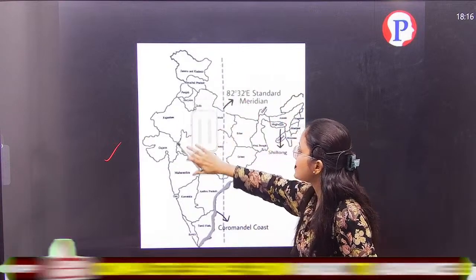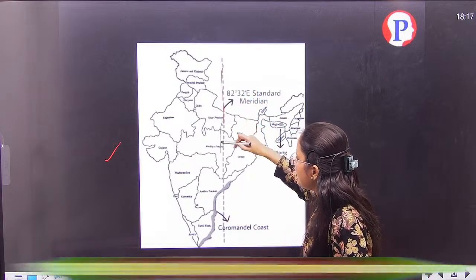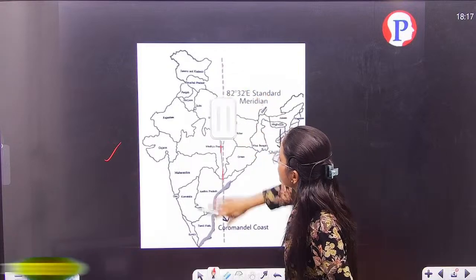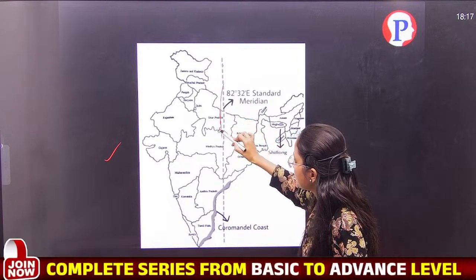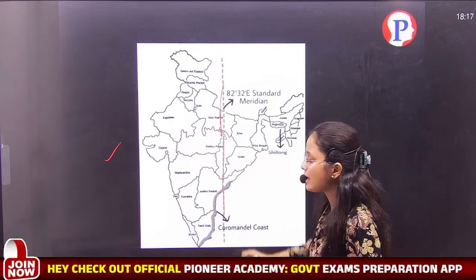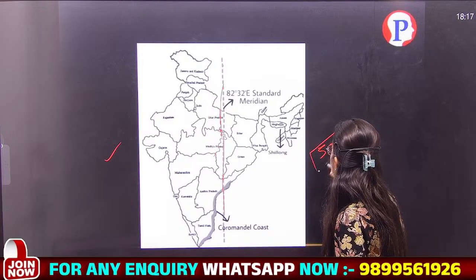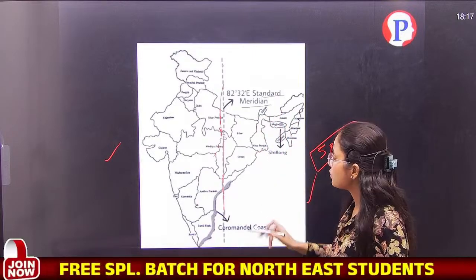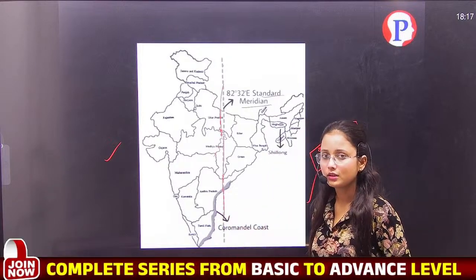Okay, this line passes through 5 states. First one is Uttar Pradesh, then Madhya Pradesh, then Chhattisgarh, then Odisha, and then Andhra Pradesh. So these are the 5 states which the standard meridian line passes through. According to this line, we will determine our time.